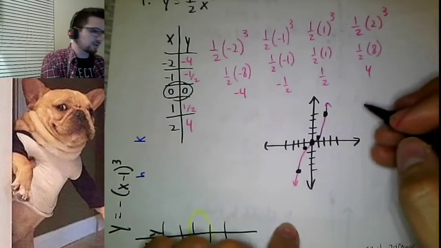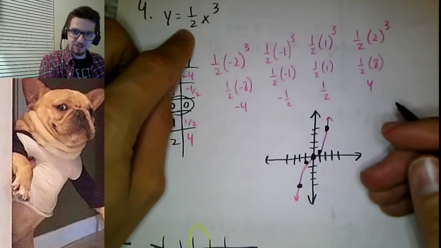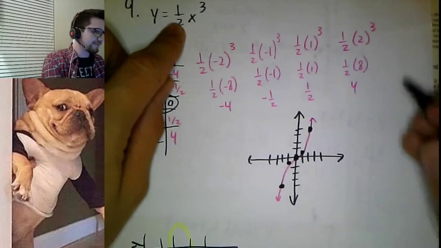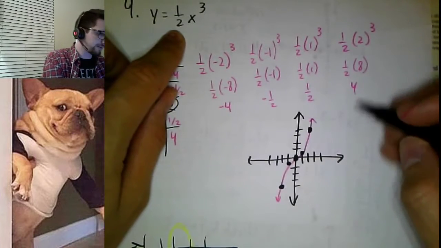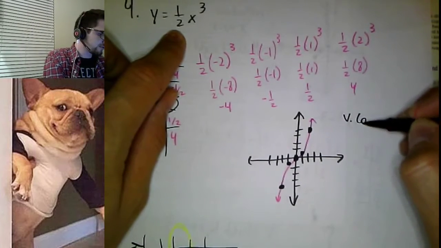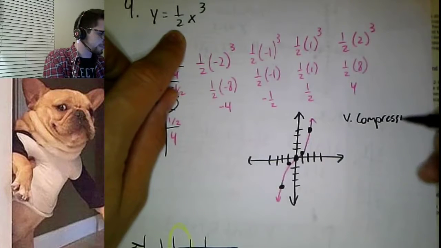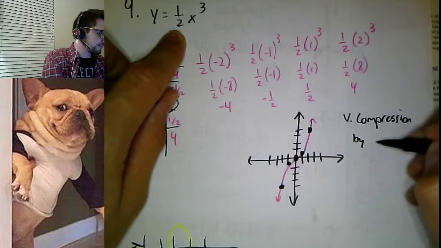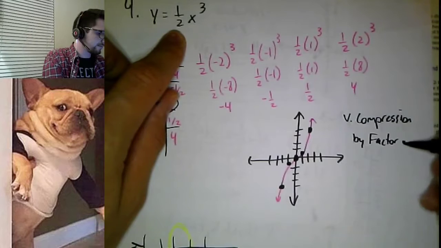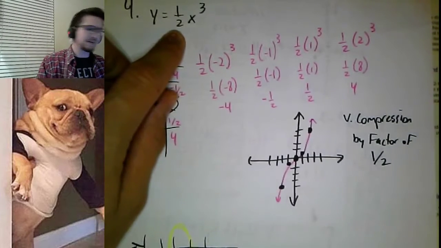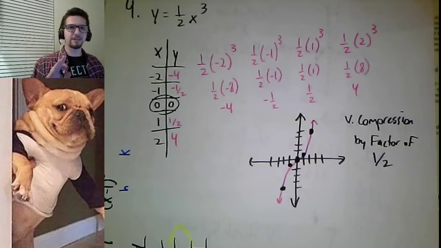Now, why does it look so small? Because I've got a special little number 1/2 here, and that 1/2 is doing something special. What is the 1/2 doing? It is a vertical compression by a factor of 1/2. And I have no other numbers, so there is nothing else going on.